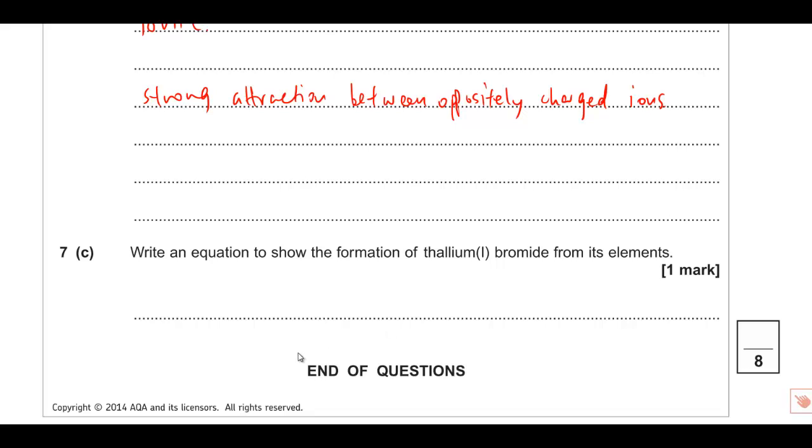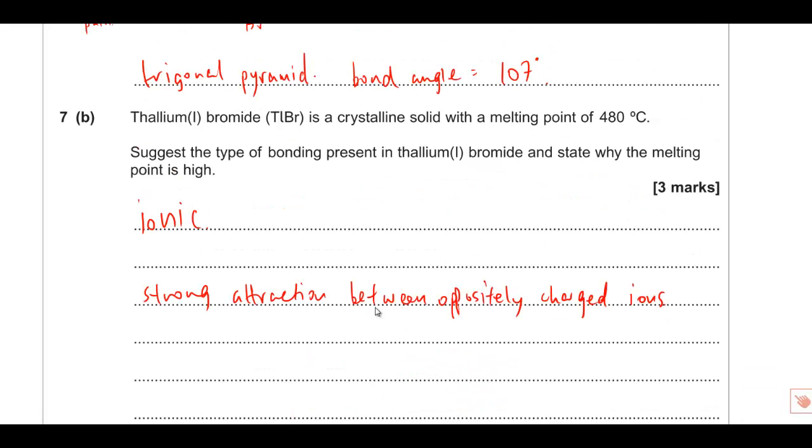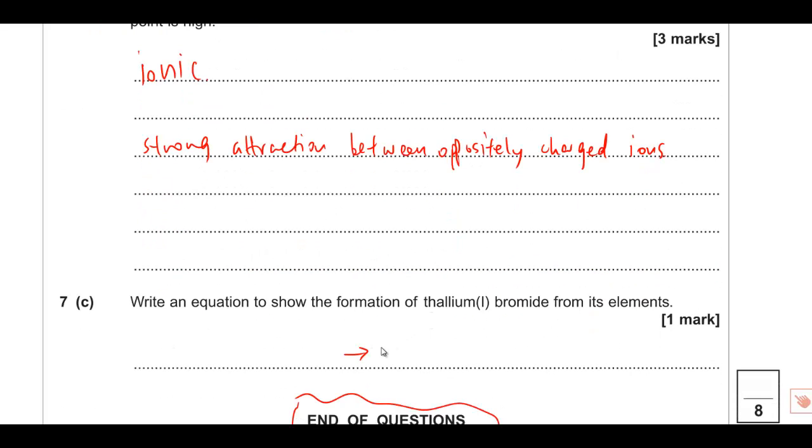Oh, end of questions. Look at that. Oh. Write an equation to show the formation of thallium bromide from its elements. So we are told here thallium bromide is TlBr. So Br2 and Tl. In this one, you could double this up. Strictly speaking, from unit 2, the enthalpy of formation, which isn't part of this, which is why you can do it, you are forming 1 mole. So out of sort of convention, I would halve this one, and that's going to give you 1 mark, and that is the paper done.